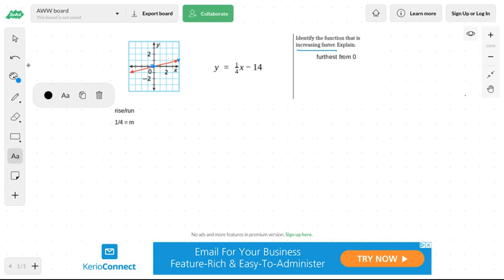Then for my equation, I just need to figure out what the m is. And so the m in this situation is 1 over 4. So my slope over here is 1/4 as well.